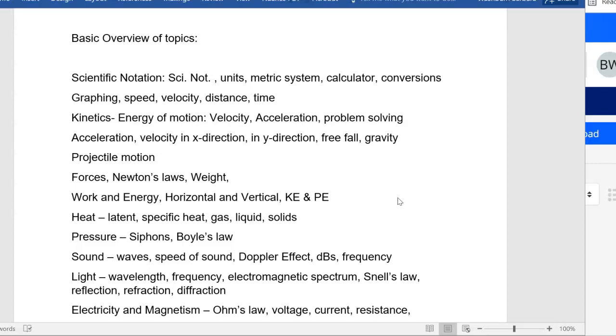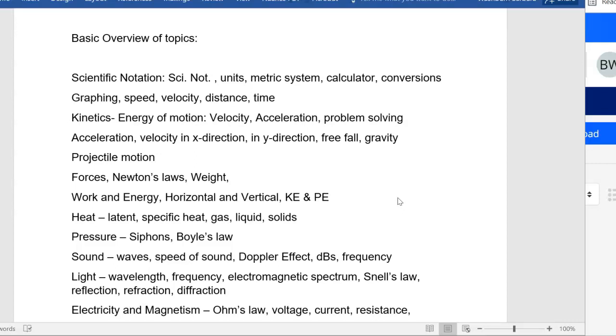We're going to go into heat, which is also another type of energy. We're going to learn about latent and specific heat in our calculations, and what heat is and how it is applied for a gas, a liquid, and or a solid. We're going to get into a little bit of pressure, studying a little bit about siphons and Boyle's law.